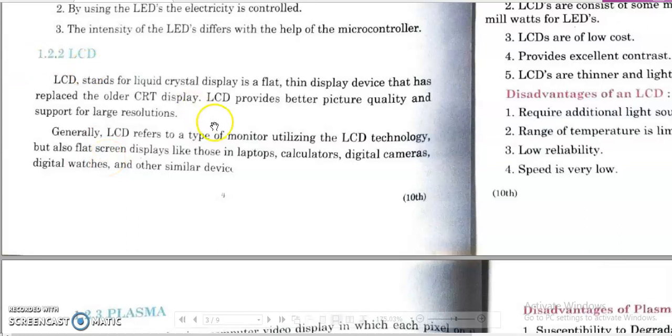Generally, LCD refers to a type of monitor utilizing the LCD technology, but also to flat screen displays like those in laptops, calculators, digital cameras, digital watches, and other similar devices. So we can see the LCD display panel on many of our household devices. Some examples given here are calculators, digital cameras, and laptops, where we have a smaller screen and we can see the output. So they all have LCD monitors.